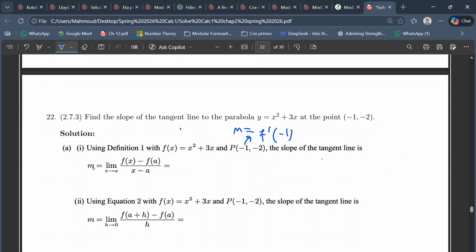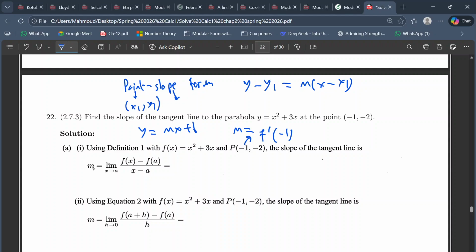In general, what's the equation of a line? y equals mx plus b, right? Here we will use the point-slope form. What is the point-slope form? y minus y1 equals m times (x minus x1). So here the point is (x1, y1), and the slope is m.